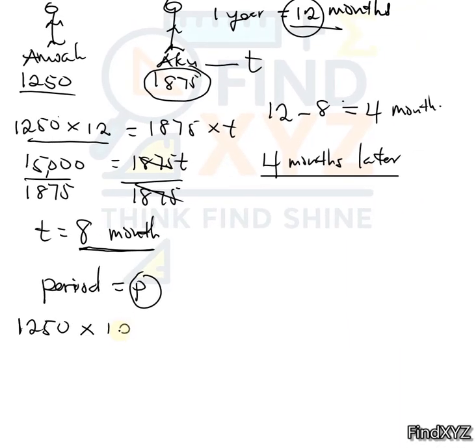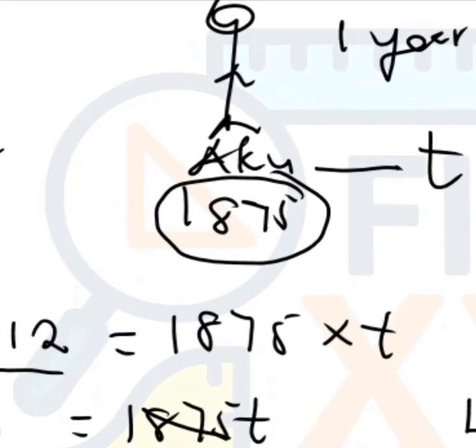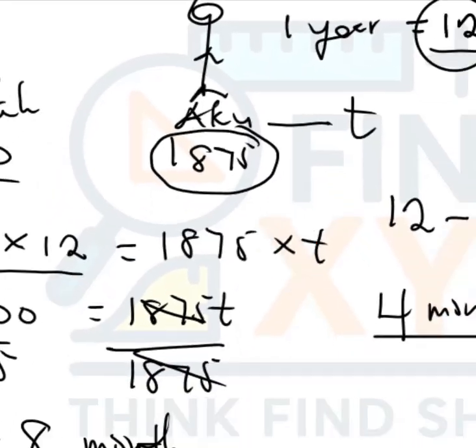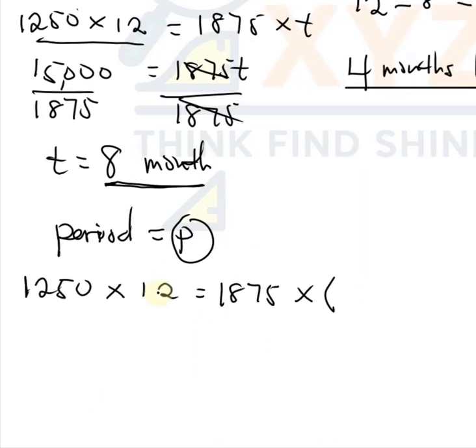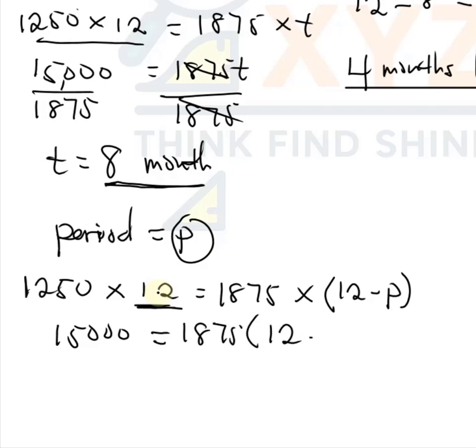$1,250 times 12 is equal to, what is the capital for Aku, which is 1,875, times, what is the time? We know that they did not start at the same time. So if Amoah is 12, we'll have to write 12 minus the period. So we have to take away the period in which Aku joined from 12. Very good. So expanding this will give us 15,000 is equal to 1,875 multiplying 12 minus P.